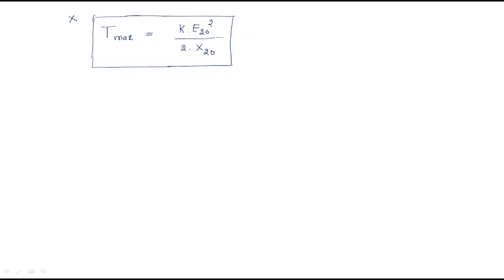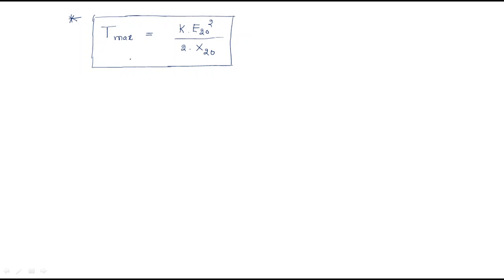Finally, the torque we can write like this. The maximum torque equation value is like this. The maximum torque is K E2 naught square by 2 times x2 naught. So this is the maximum torque equation of a three-phase induction motor. This is the direct equation of the maximum torque.